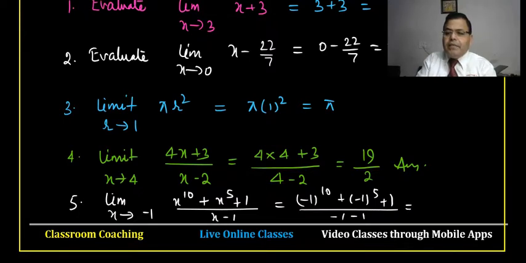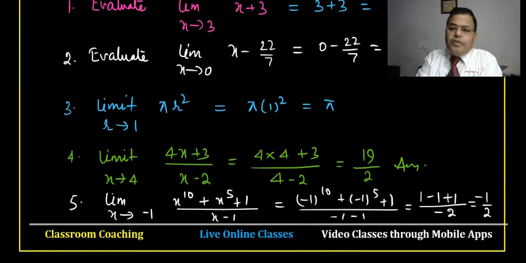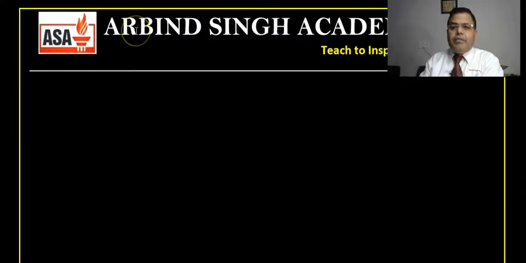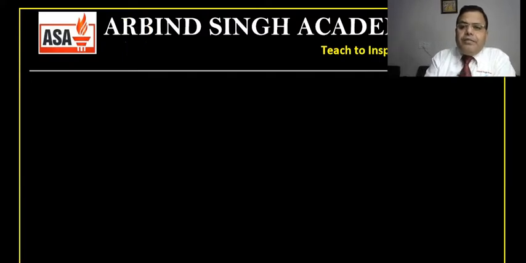This is nothing else but 1 minus 1 to the power even is 1, and minus 1 plus 1 upon minus 2. This is 1 by minus 1 by 2, and that will be the answer of this question. So these are easy ones, and you can solve them. There is no problem at all. Whenever there is a function where, by putting the limiting value, there is no indeterminate form, then you can put it directly. Now question number 6.